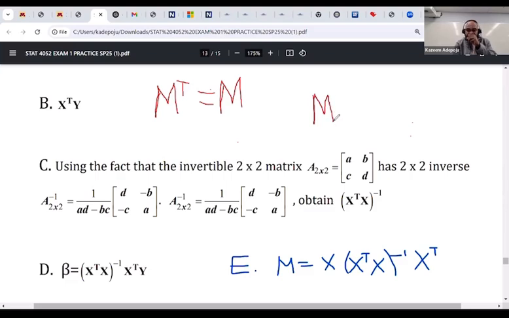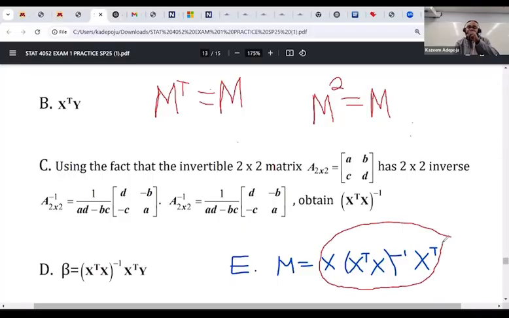And what if I ask you to show this? M squared is the same as M. This guy multiplied by itself is the same thing as itself. We call that idempotent. Theoretically, if I want to use this guy to multiply by itself, take a look at what I'm going to have.